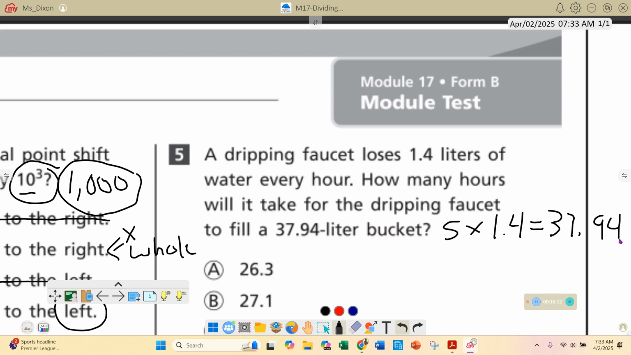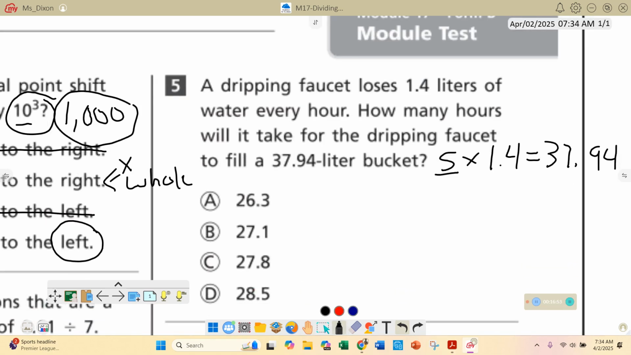Remember, 37 94/100 is our total. So it wouldn't be 37 94/100 times 1 4/10. We're multiplying how many drops or how many hours it takes to drop 1 4/10 liters of water to fill the bucket. Since we can't solve it as a multiplication problem because we're missing one of our factors, we can switch it up into a division problem by using our fact families.